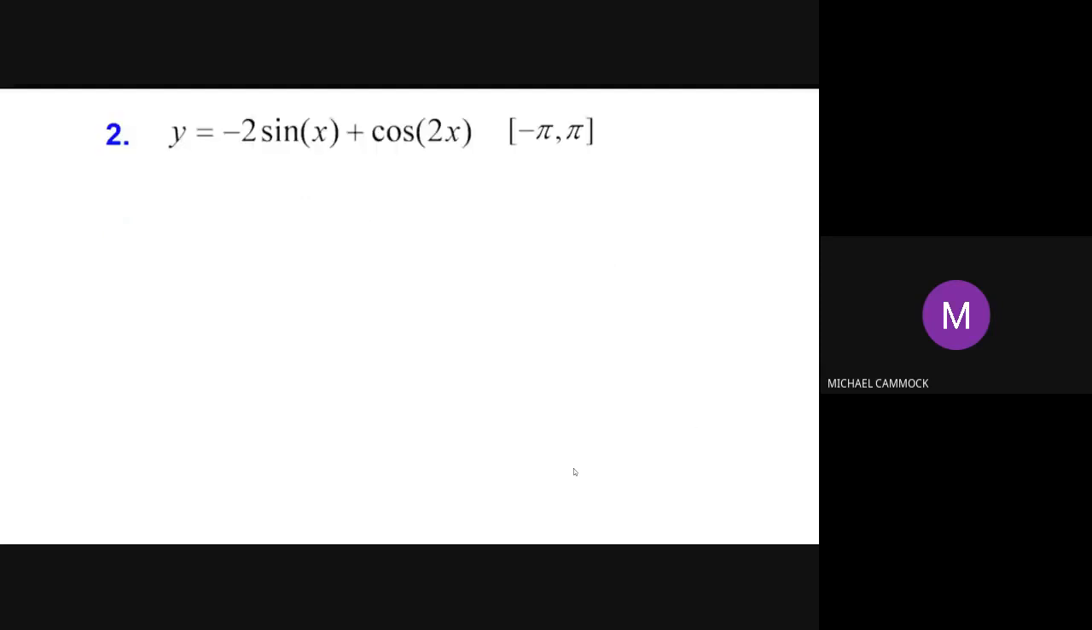All right. Second question: minus 2 sine x plus cos 2x. And again, I have a restricted domain. I only want to know where the max value or min value, the extreme values, are between minus pi and pi. Okay. So the last time, what we did is we found the derivative.